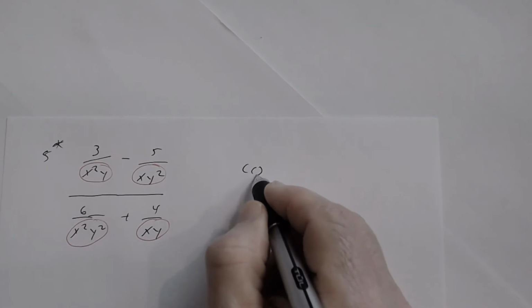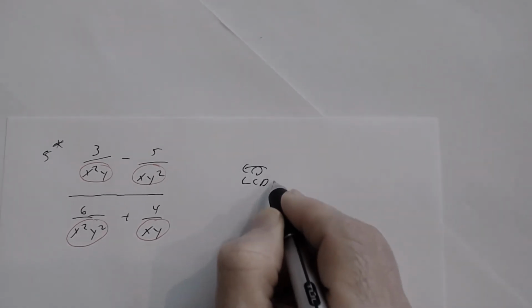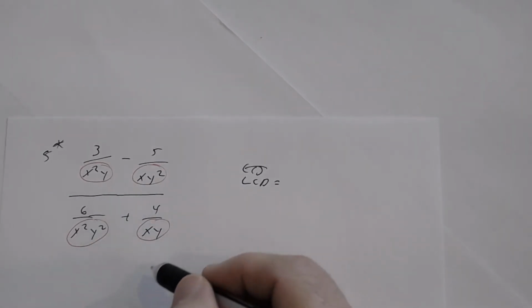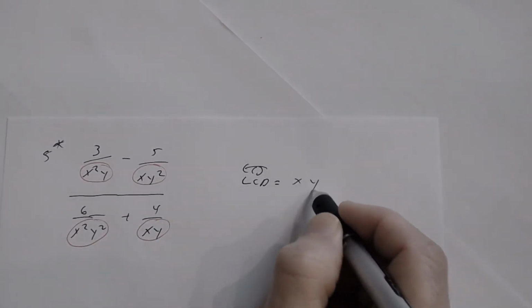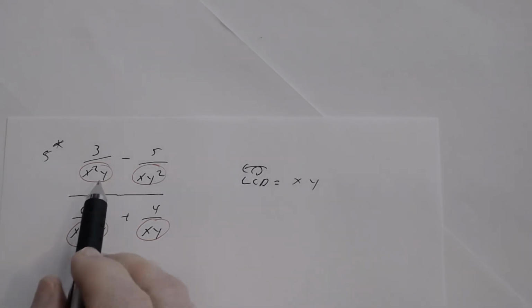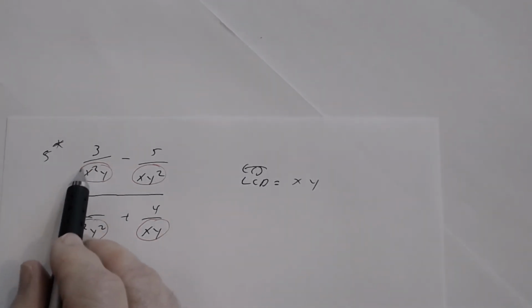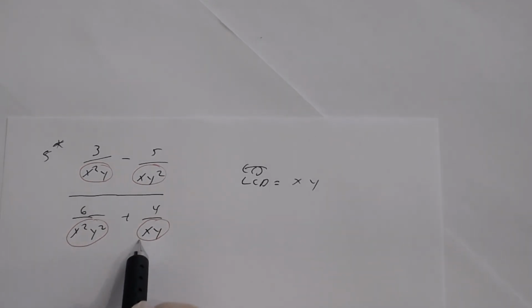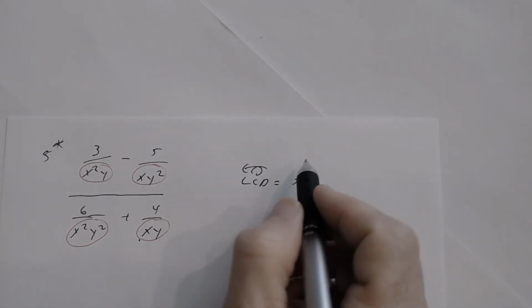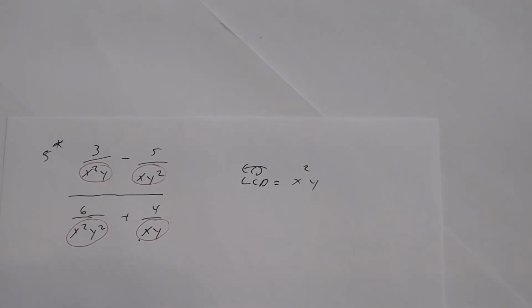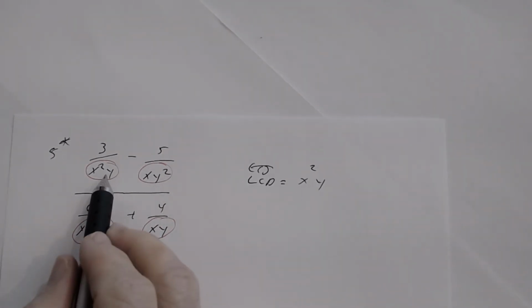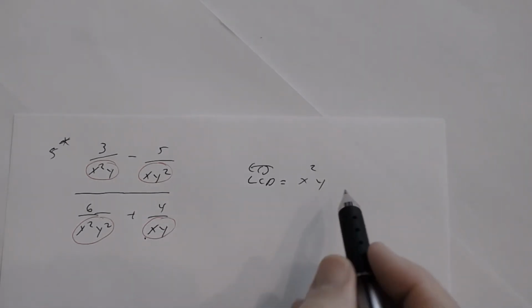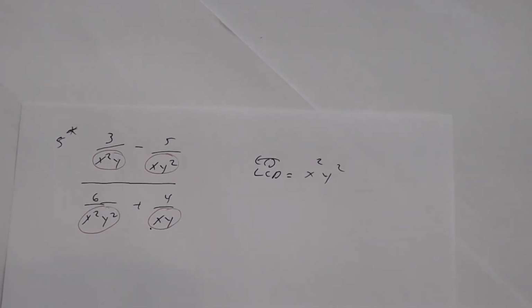So remember, your LCD must include every unique factor you see. If I look at all of these, I have x's and y's. The question is, how many do I need of each? Let's look at the x's first. I have 2 factors of x here, 1 here, 2 here, 1 here. So how many do you need? 2. Always the maximum number. For the y's, I have 1 here, 2 here, 2 here, 1 here. How many do you need? 2. So there's your LCD.